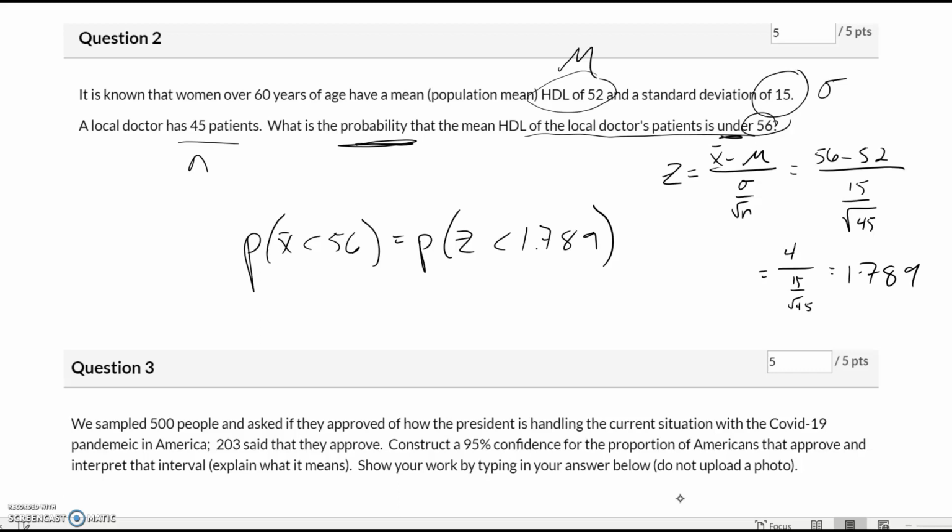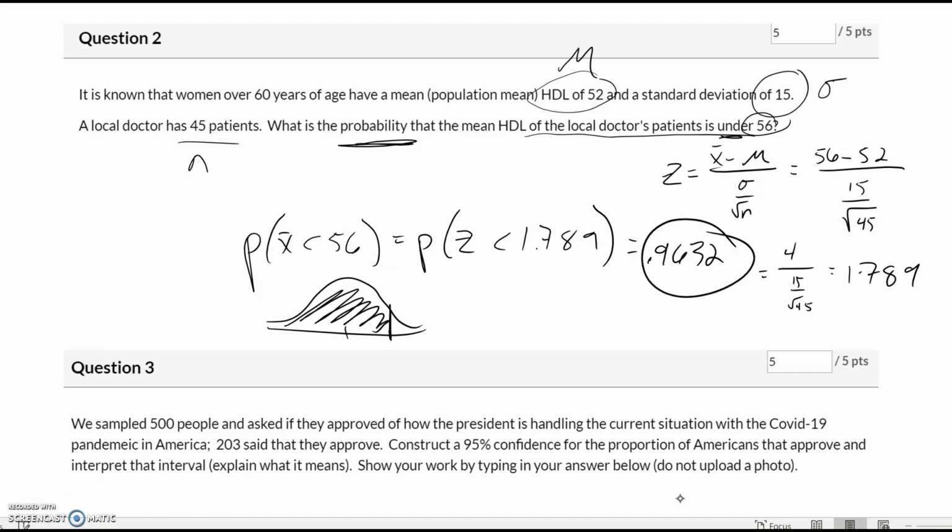That should be pretty big, because if I drew a picture of that, there is your mean and the z-score. Remember, 2 is pretty high, so this answer is all that, which should be 0.9632. If you look that up, 0.9632, see if you can find that, or somewhere close to there.